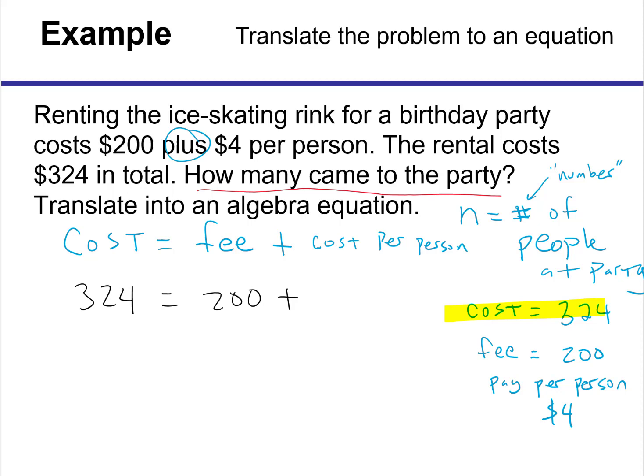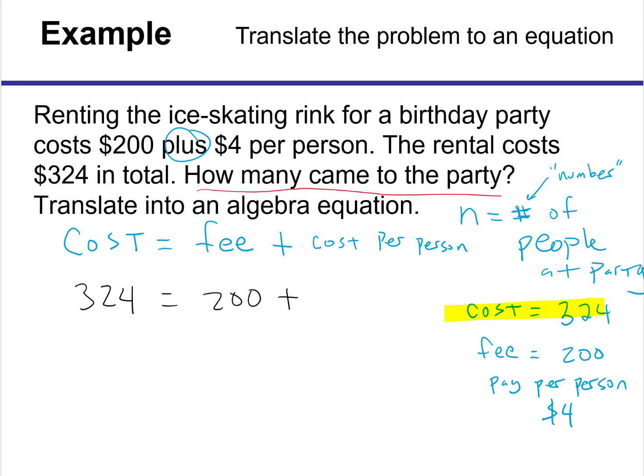Now, how do we do that? It has something to do with $4. So what do we do with the $4? Is it just plus 4? Well, that means 200 plus 4 equals 324. No, that's not correct. 204 does not equal 324. Something else is going on here.